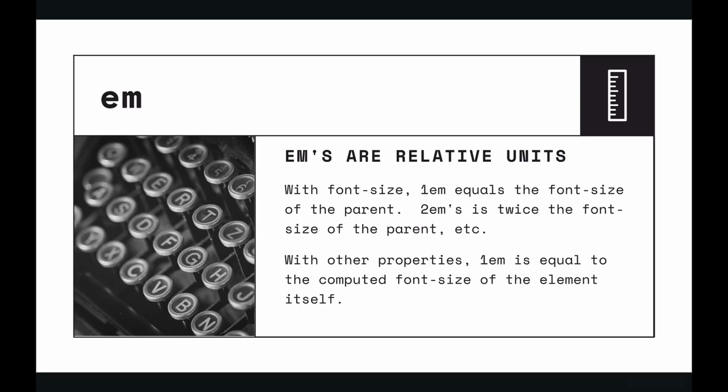M is another relative unit, and it's also one that is going to change how it behaves based off of the property that we're setting. So with font size, which is where M's are used a lot, 1M is going to equal the font size of the parent. So this is a relative unit. If I set something to have a font size of 2M's, it will be twice the font size of the parent, or 3M's, or 1.5M's, 0.5. A single M is the font size of the parent.